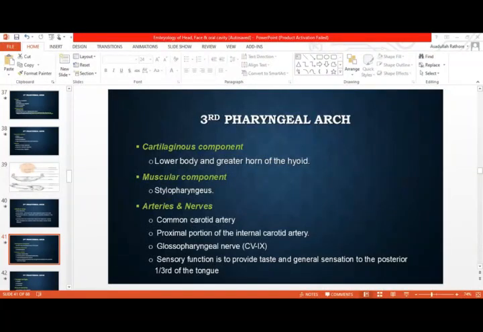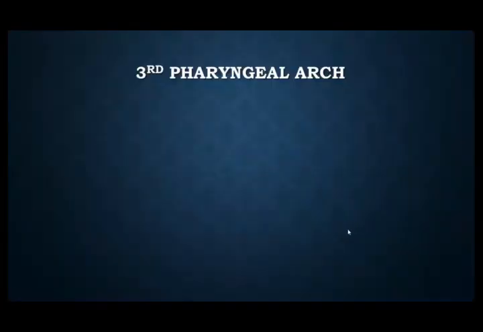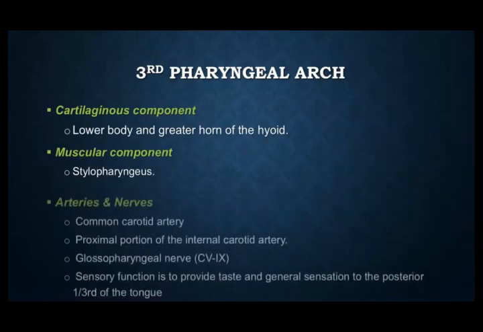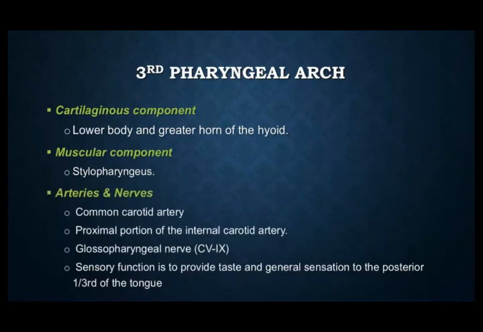I hope you can clearly hear me now. We were discussing the different components of the third pharyngeal arch. These are the components that develop from it. We have discussed the cartilaginous component, the stylopharyngeus muscle, the muscle of the lateral wall of the pharynx, and then we have the arterial and nervous components of the third pharyngeal arch. I would again like to ask if all of the students can hear me clearly now.